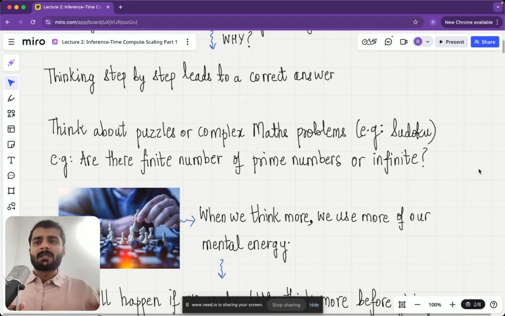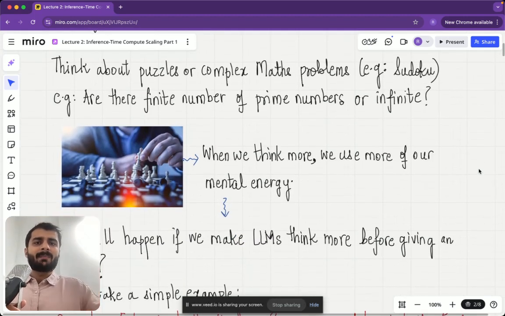Let's think of chess. Chess is an example where whenever a player makes a move, the move is never made immediately. You might have seen matches where grandmasters are playing against each other, and sometimes they take tens or 20 minutes or even more than that to play their next move. Why? Because they are thinking through all possible scenarios before they make their next move. So generally we have observed that as humans, when we think more about a problem, we tend to come to the correct answer.